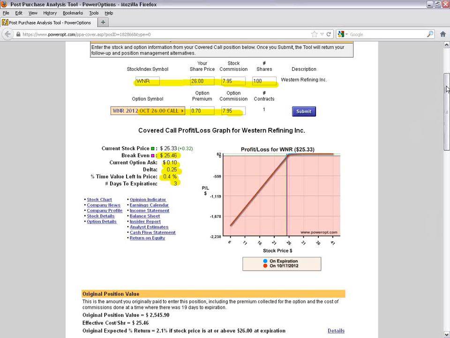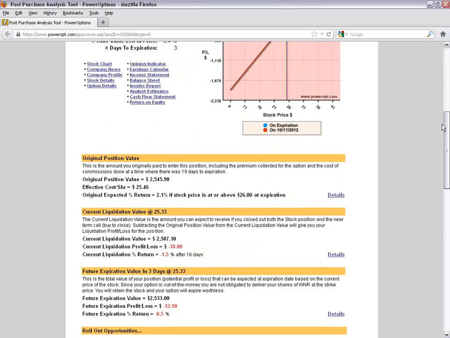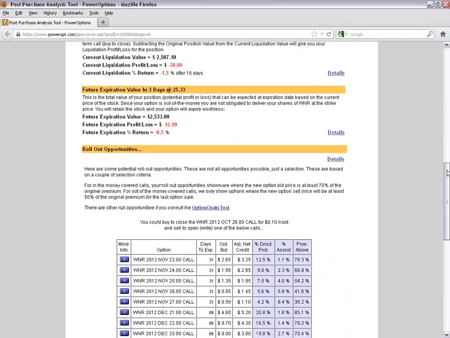All right, now on the position analysis screen, I scroll down a little bit, and we can see some more of those detailed information. For our covered call, original expected return is 2.1% if the stock was above 26. We know that's not the case. Current liquidation value, there's what we saw before. We're at 1.5% after 16 days, a loss of 1.5%. And our future expiration, meaning if the stock stays right where it is at 25.33, well, we'd keep an extra 10 cents premium from our short call, and so we'd only have a loss of 12.90 or 0.5%. But down below that, we have our rollout opportunities.